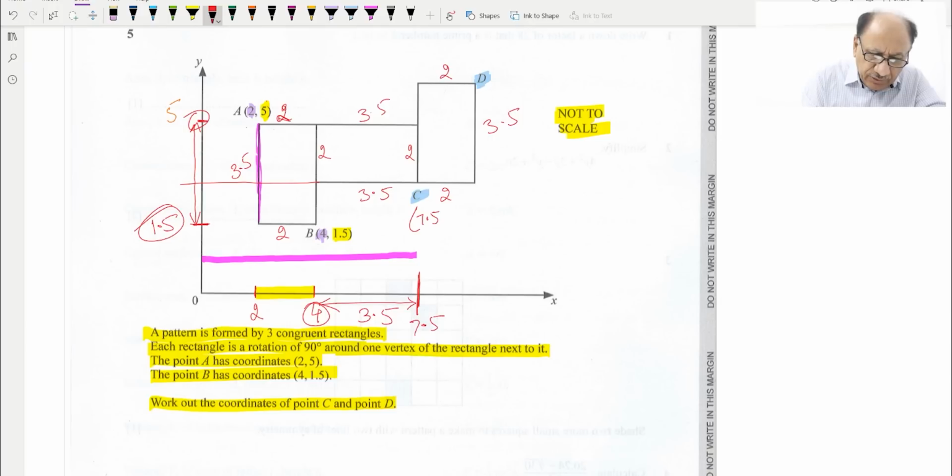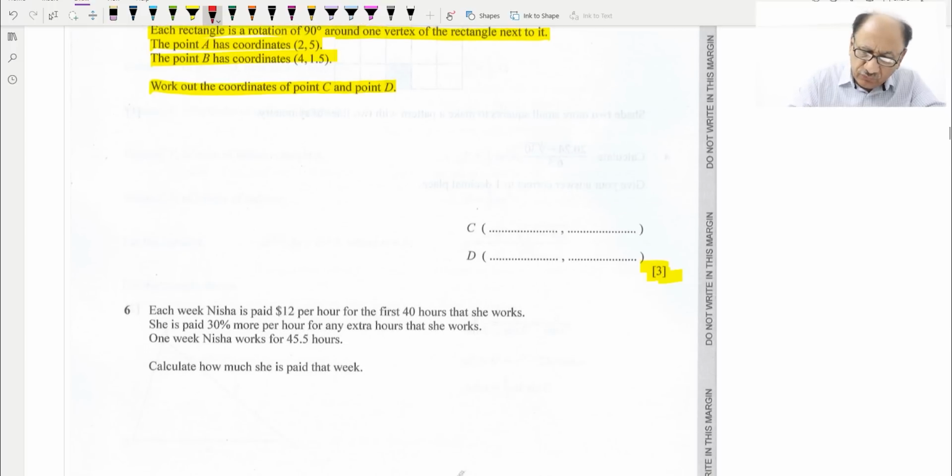so we'll be subtracting 2 from 5, so it will be 3. This is 5, this is 2, so this one till here is 2, so this will be 3, this height will be 3, so the y coordinate will be 3. So the C value will be 7.5 and 3, so we can write in our answer 7.5 and 3.